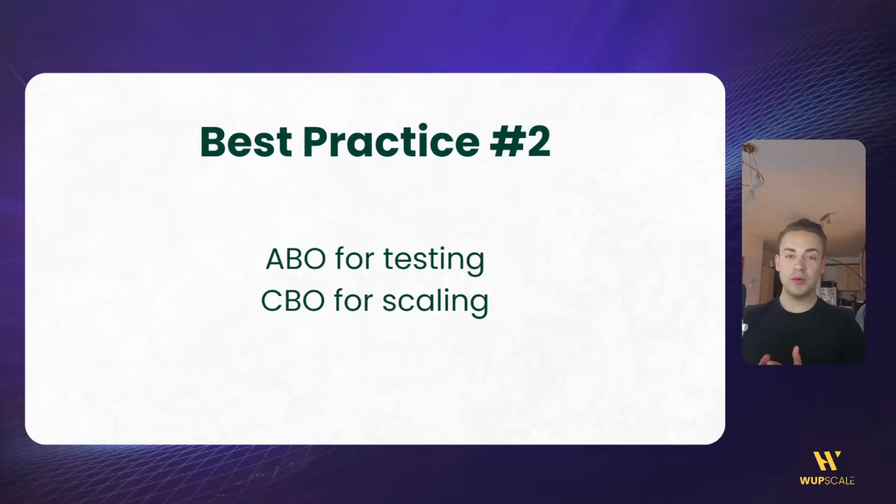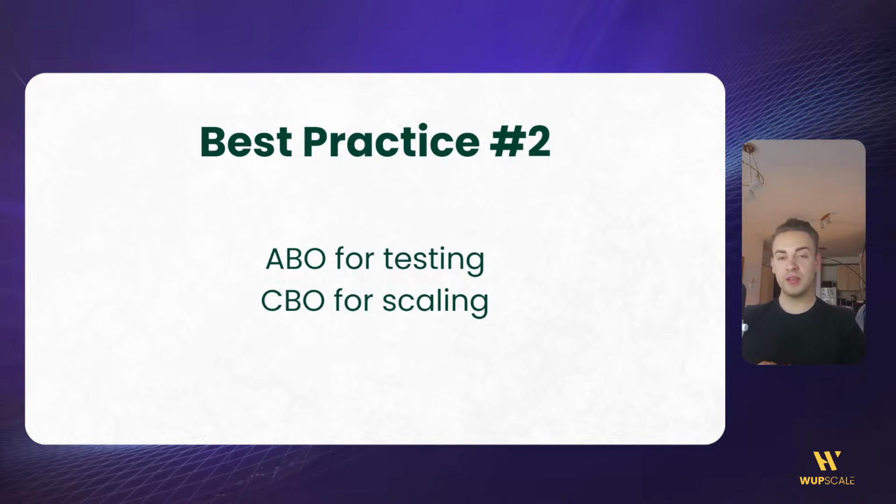ABO is ad set budget optimization, which means you are going to set your ad spend on the ad set level. So if your budget is $30 per day and you have three different ad sets, then each ad set is going to get $10 per day. It's controlled manually, and you can be sure that each ad set is going to spend $10 per day. The problem with this is if one ad set has more potential, you are still going to spend the same money, and instead it would be optimal if you spend 80 to 90% of your ad spend on the ad set that's actually going to convert.